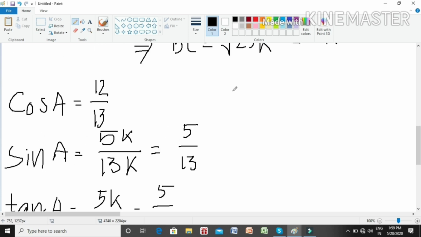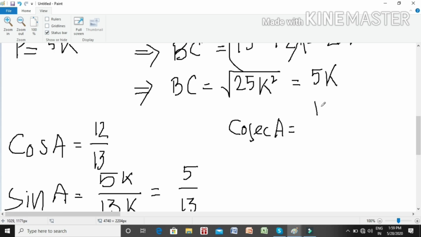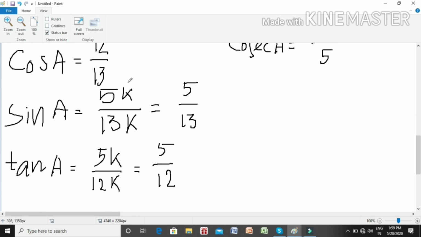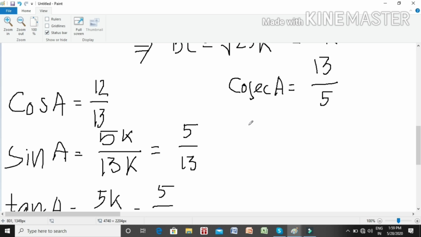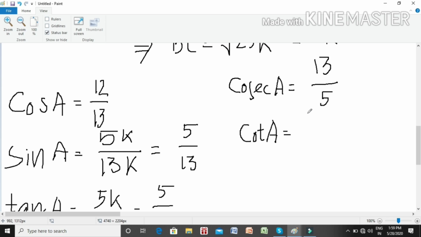Now we will have cosec A. Cosec A is the reverse of sin A. So we have got the value of sin A. So cosec A will be 1 by that value. So it will be the reverse. So if sin A is 5 by 13, then cosec A should be 13 by 5. Sec A we have already given in the question, and the one left is cot A. So cot A is the reverse of tan A. So we have tan A equals to 5 by 12. So cot A should be 12 by 5.